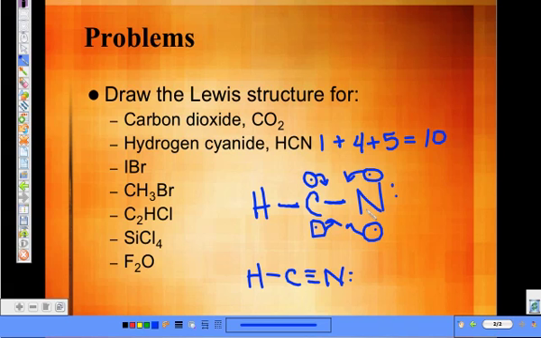Okay, let's say Valley's group, you do the CH3Br. Sid's group's going to do C2HCl. For that one, your carbons are going to be next to each other with hydrogen and chlorine on either side, just for a hint. Cyrus's group has SiCl4, and Derek's group has F2O.